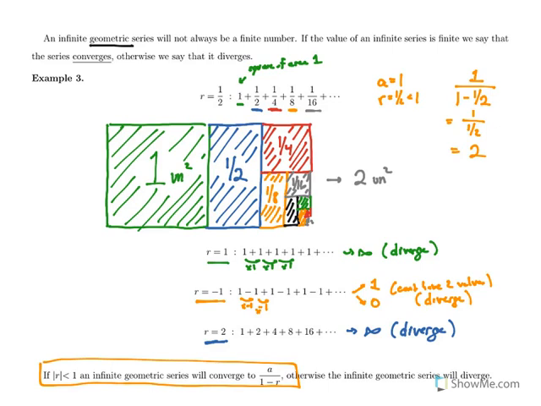So in order to determine if something's going to converge or diverge, we look at the value of r. If that's less than 1 for an infinite series, we can use this formula. If it's greater than 1, we can just say it diverges. It's not going to be a finite number. So in the next video, we'll look at some more practice problems dealing with geometric series. And then the next 2 videos will look at some specific application problems of geometric series.